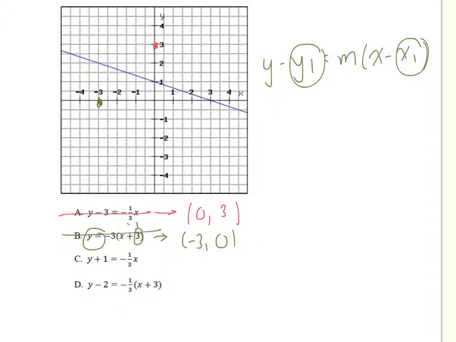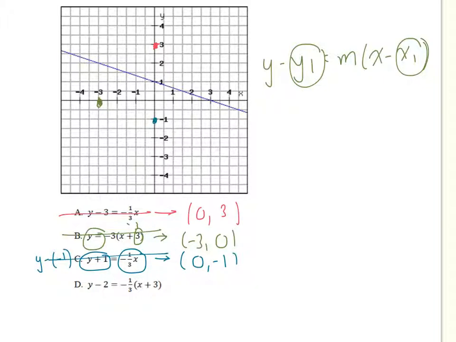The third one is we have y plus 1 equals negative 1/3 x. Well, there's nothing over here with our x, so that means our x is a 0. And we have a y plus 1, which means this started out as y minus a negative 1. And 0, negative 1 is here, and that point is not on the line.